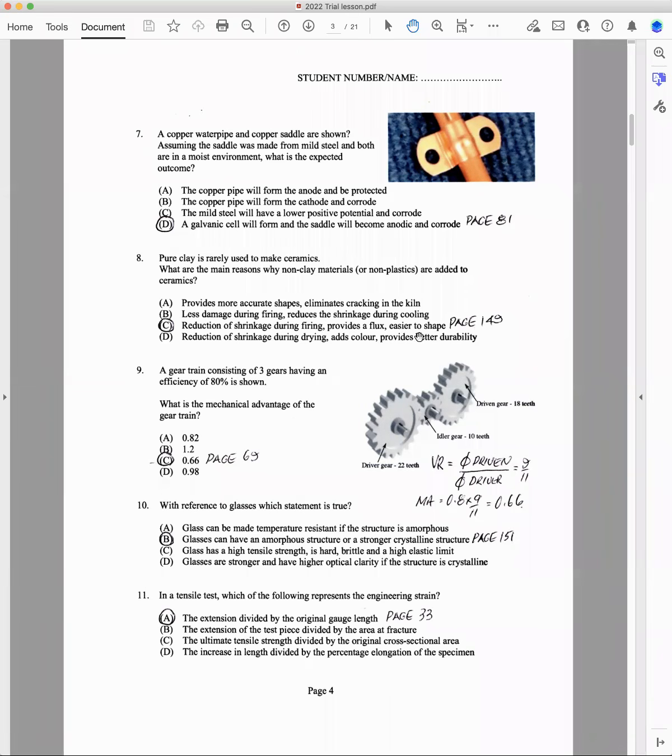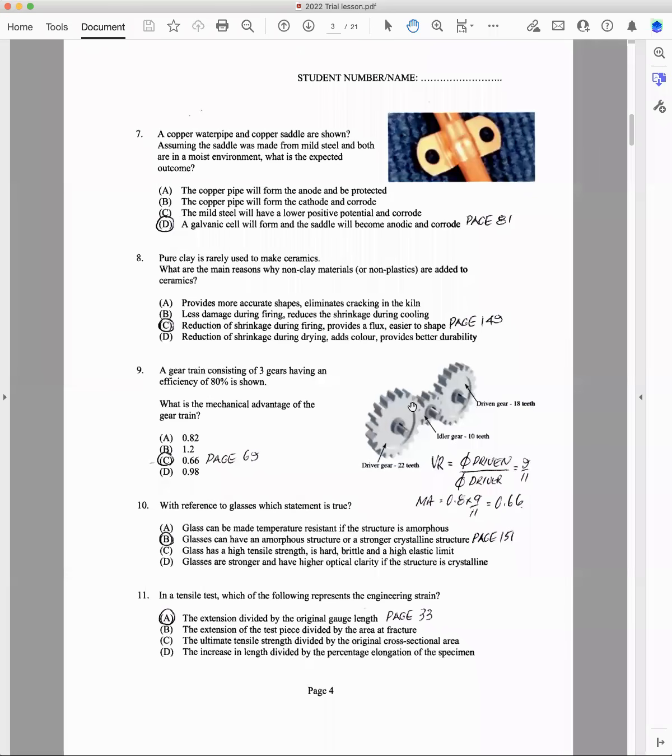That's on page 149. Number 9, a gear train consisting of 3 gears having an efficiency of 80% is shown. What is the mechanical advantage of the gear train? If you go to page 69, you'll see that when you've got a gear train or you've got pulleys, the velocity ratio is the diameter of the driven over the diameter of the driver. And you can see with this setup here, you've got an idler gear here, and all the idler gear does is change the direction of the driven gear.